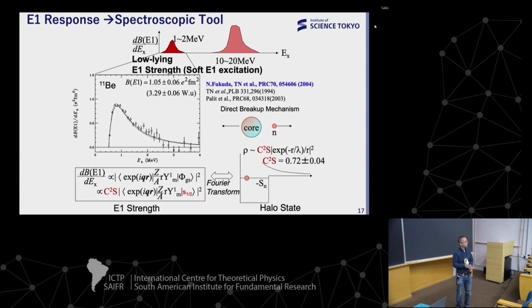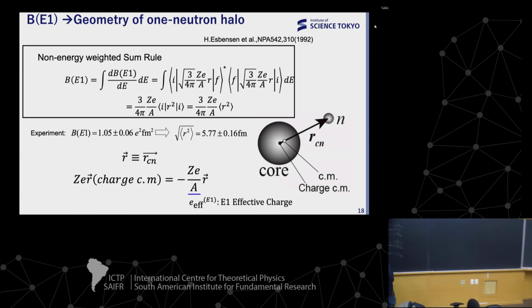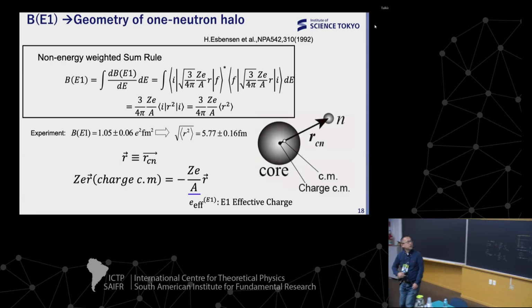Right. Maybe from P to S, the phase shift is larger because of the S wave. Yeah, I think so. Okay, thank you. And then we can also use this nice E1 sum rule.